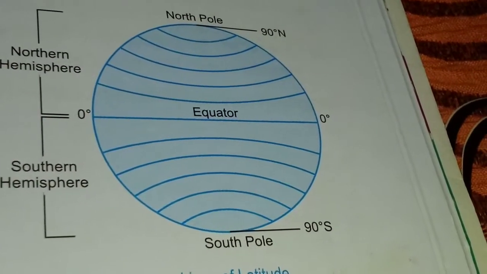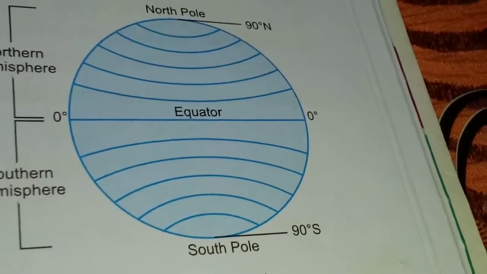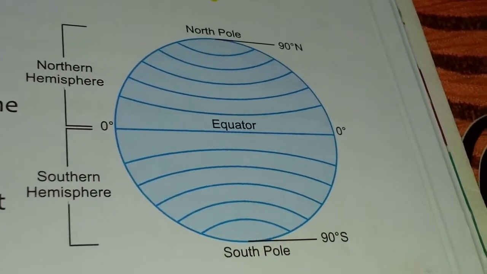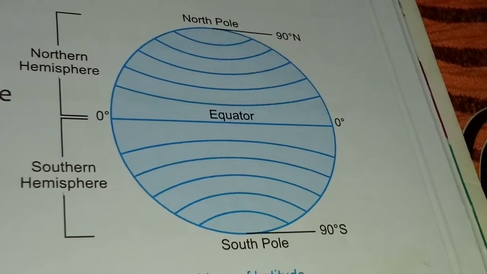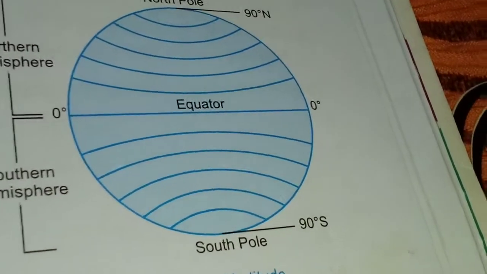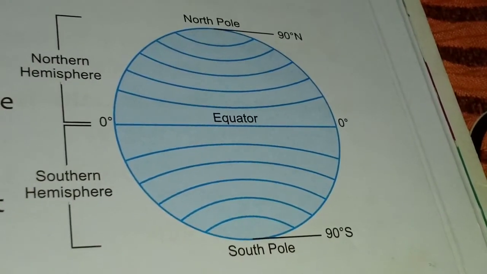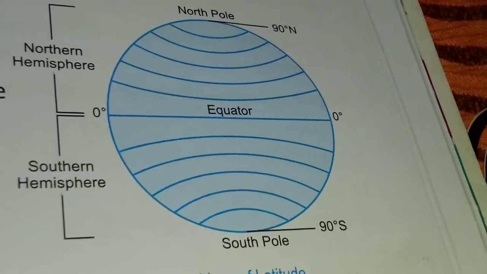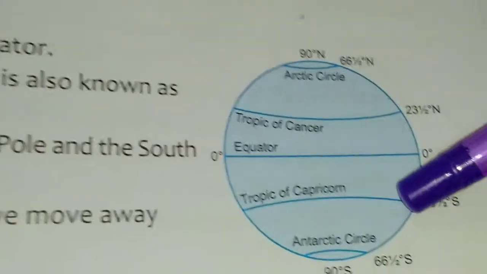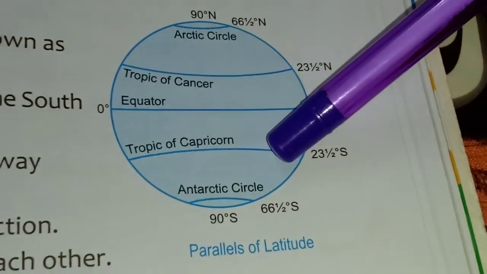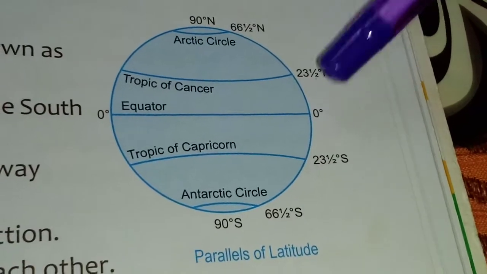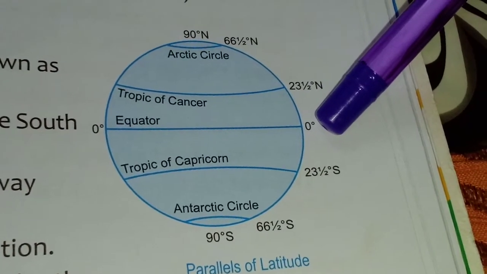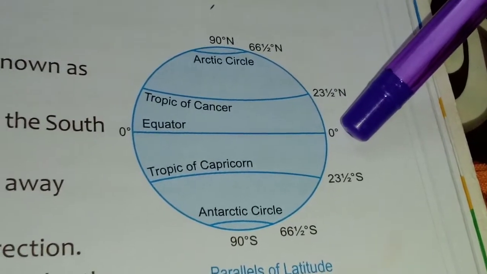Okay. Now, I am telling you the important latitudes. There are some important parallels of latitudes. The most important and the longest parallel of latitude is the equator. It is marked as 0 degree. All the other latitudes are numbered from it.